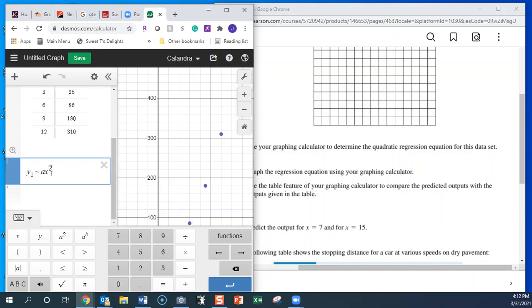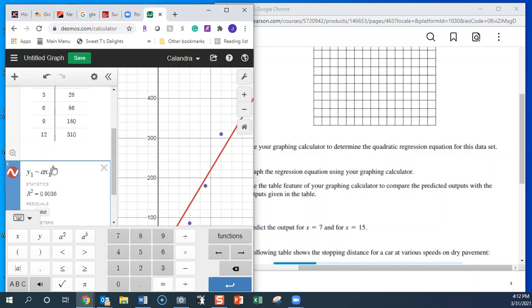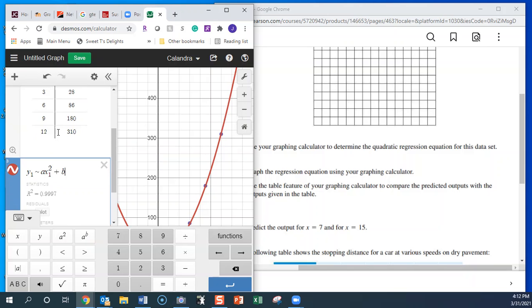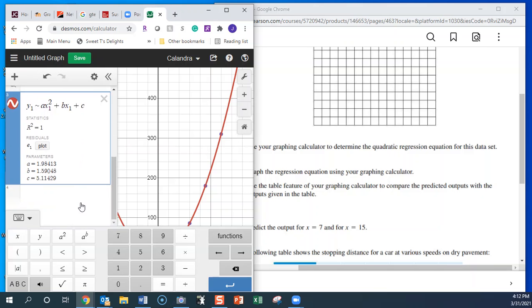Wait a minute, let me see something here. All right, so it'd be ax1 squared plus bx1 plus c. Now when you come down here, it gives you your A, B, and C. And we're going to round to 3 decimal places.